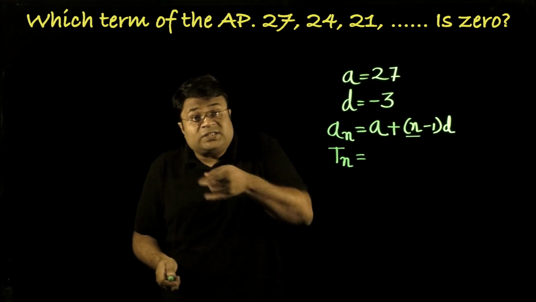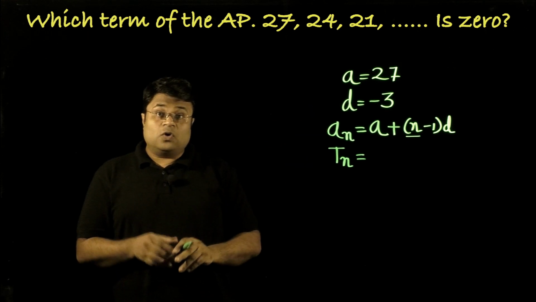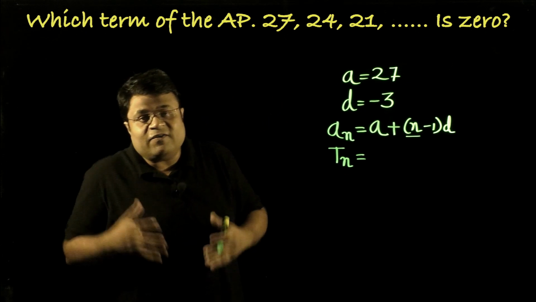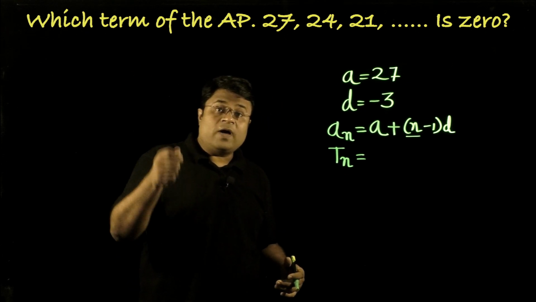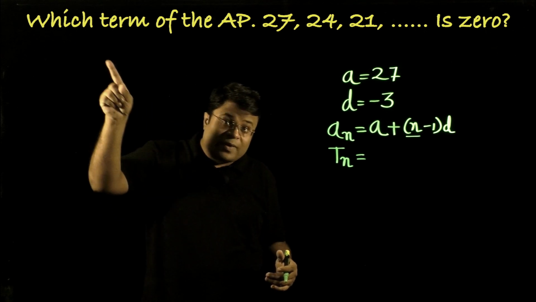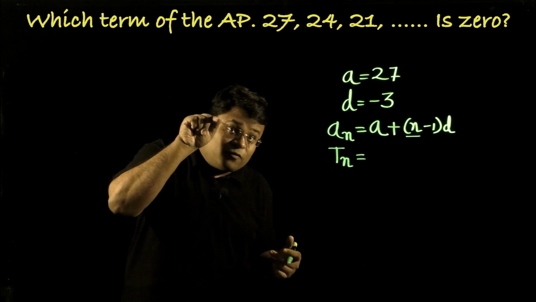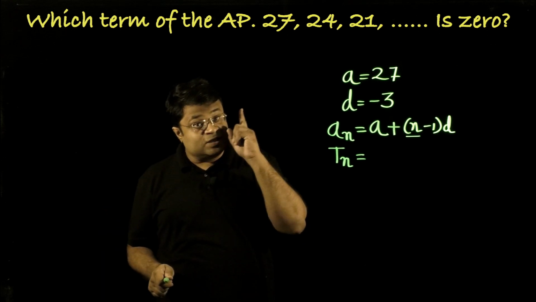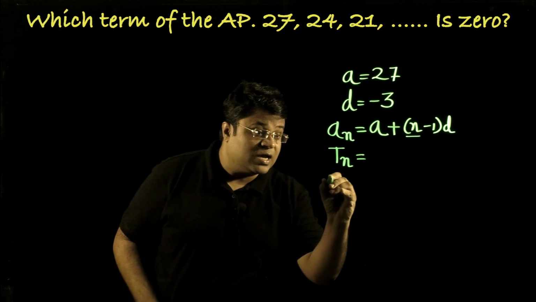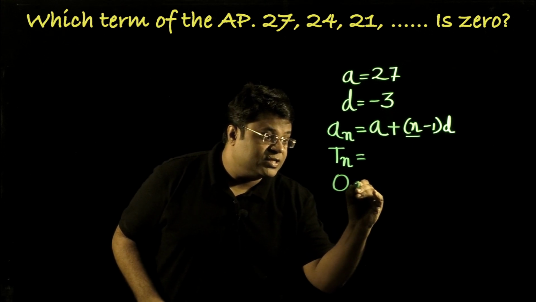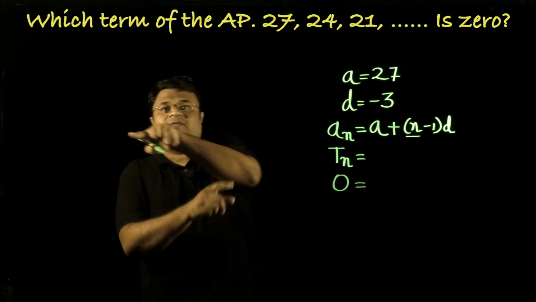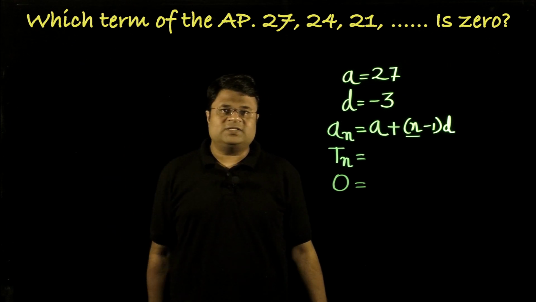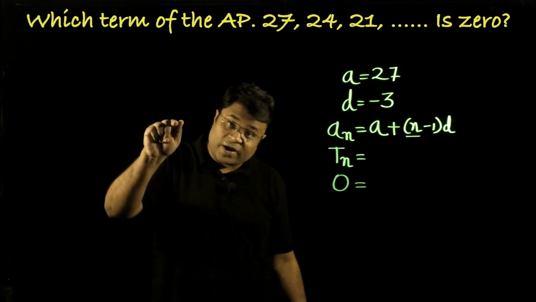Alright, which term of this AP is 0? That means 0 must already be there. If I tell you to go and get my phone from my car, that means my phone is already in the car. Since they are saying find which term 0 is, that is a confirmation that 0 is already a term of the AP. I did not say go and see whether my phone is in the car or not. I said go and get it from the car.